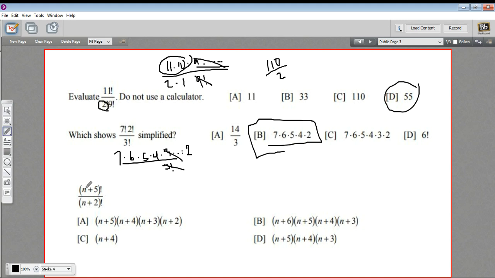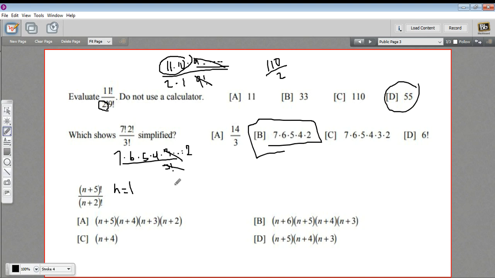All right, now this looks a little more complicated. We have n plus 5 factorial over n plus 2 factorial, and we have to pick which one of these expressions this simplifies to. If this seems confusing, I think the best thing to do is pick a number for n and just see what it looks like. So I'm going to pick the number n equals 1 because that's really simple.